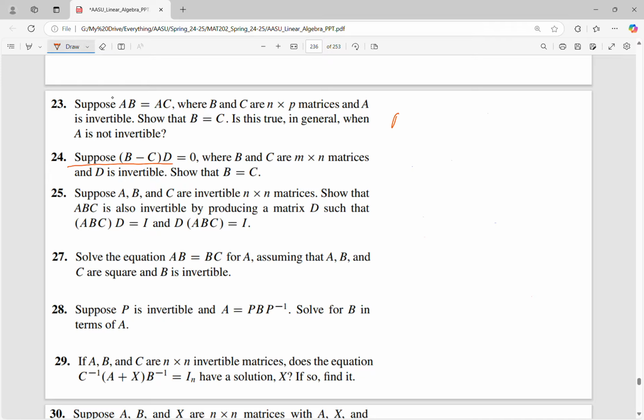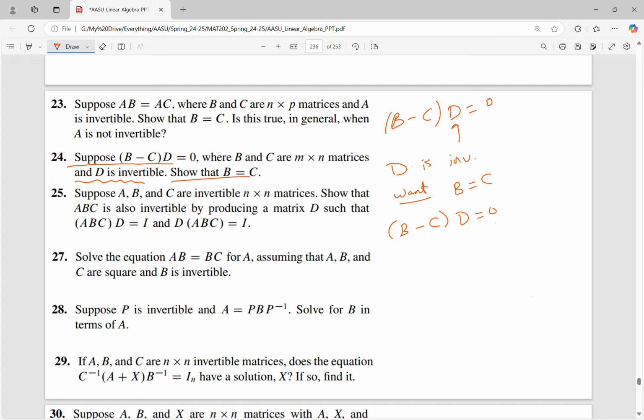Suppose B minus C times D is 0. So we have three matrices again, B, C, and D. The question says D is invertible. Show that B equals C. So D is invertible, and I want to show that B equals C. How do we do that?